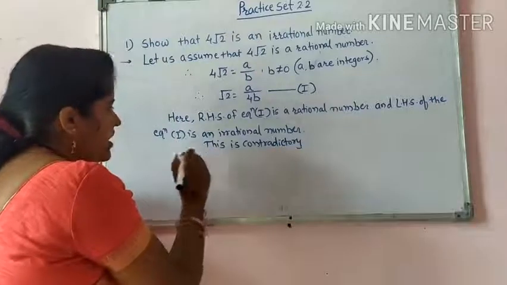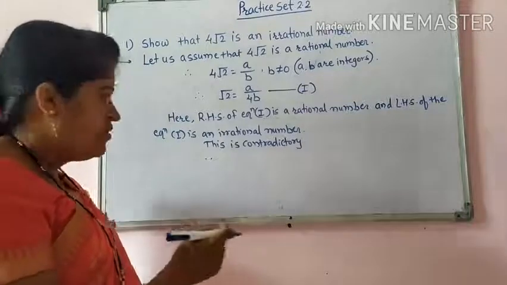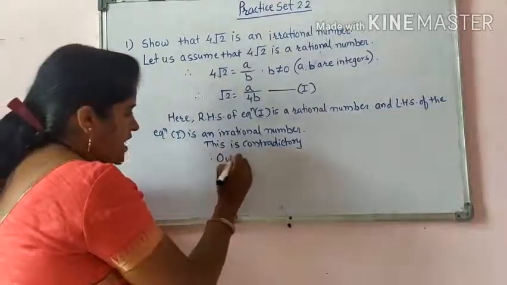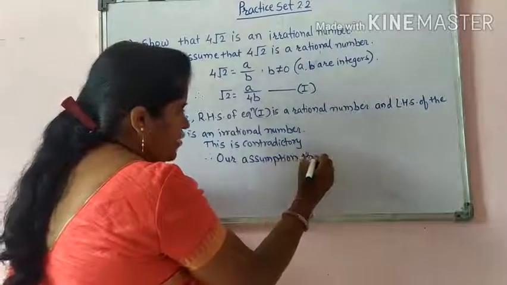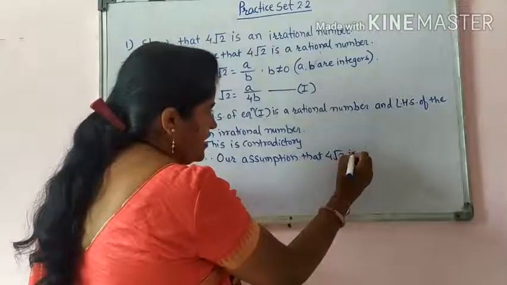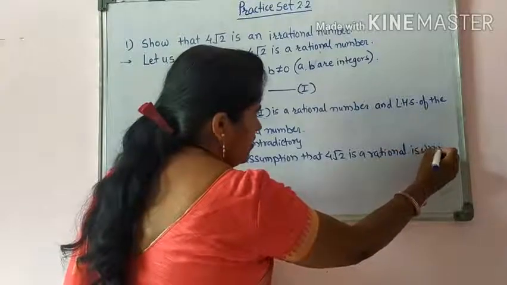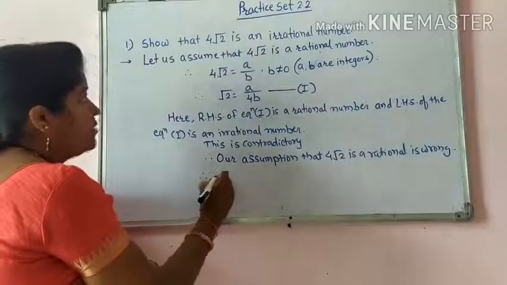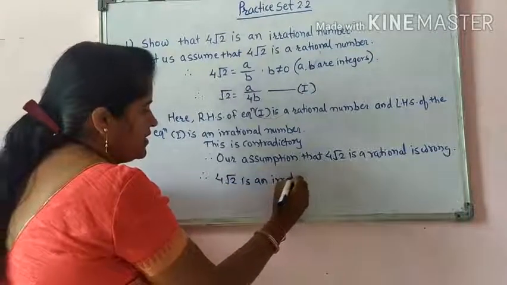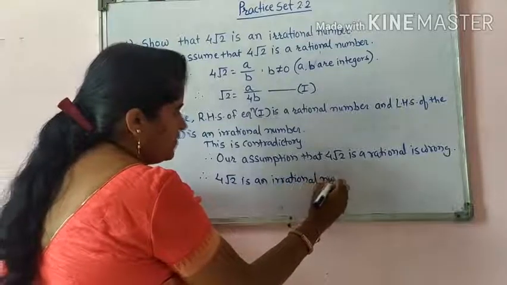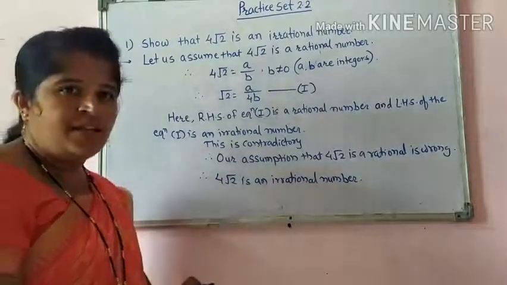And therefore our assumption that 4 root 2 is a rational number is wrong. Therefore our assumption that 4 root 2 is a rational number is wrong, and therefore 4 root 2 is an irrational number.